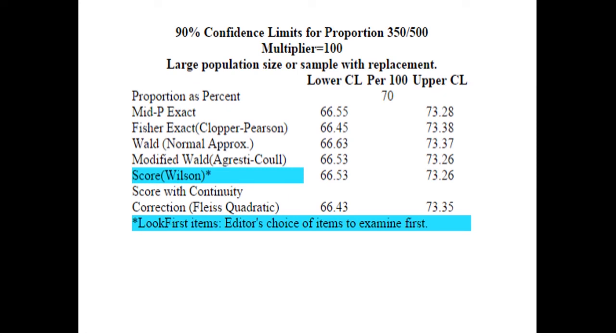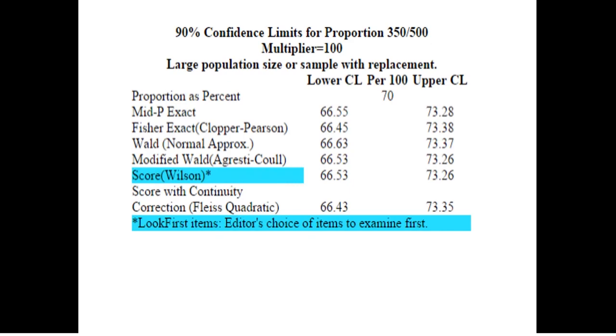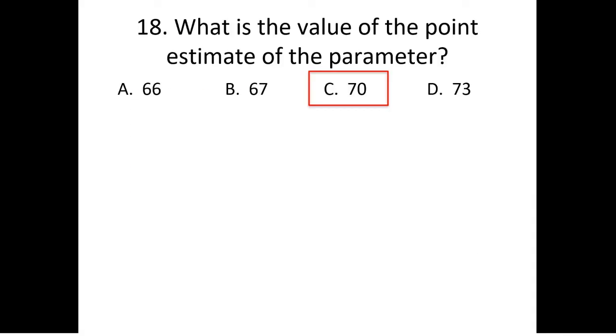You already know from this that we're actually dealing with a proportion. Question is, what is the value of the point estimate of the parameter? If you would be looking at the output without computing for anything, that's just the one in the middle. So you have 70, C.